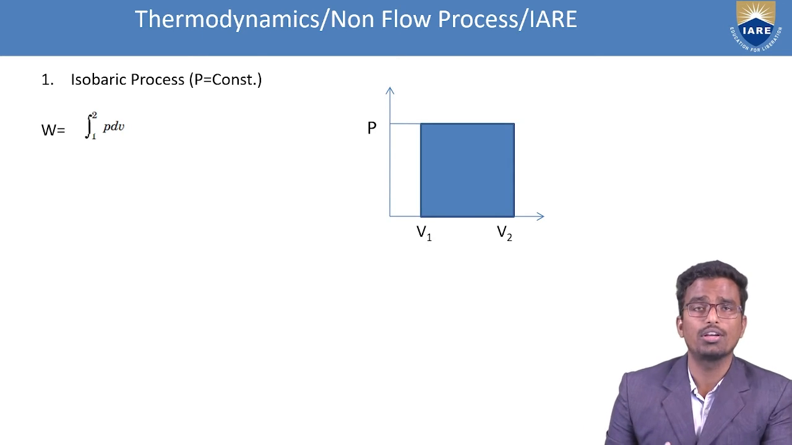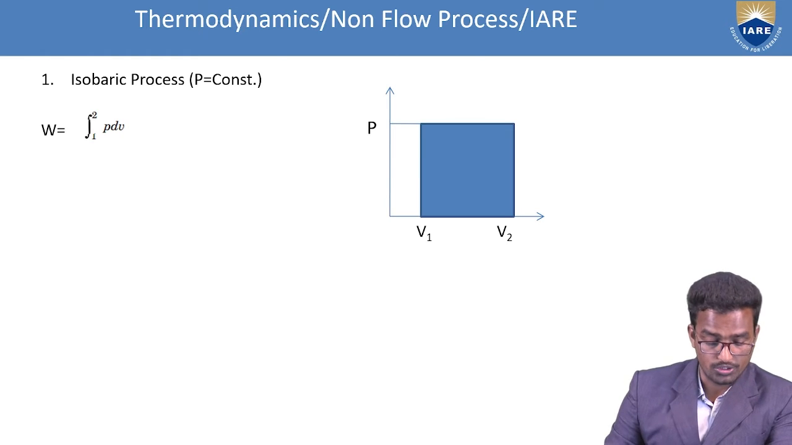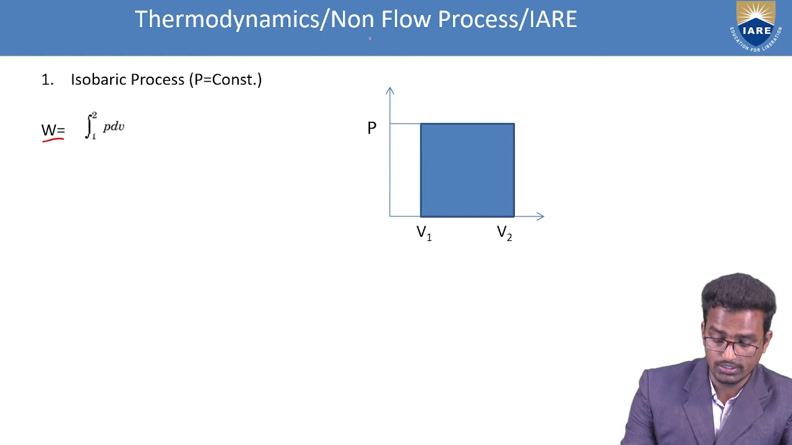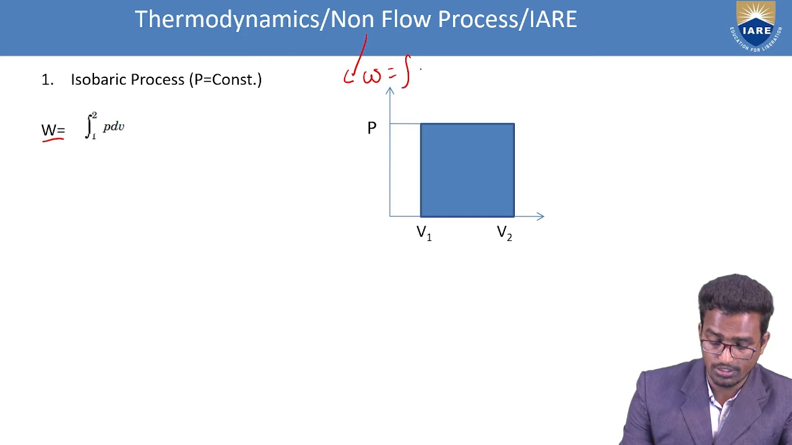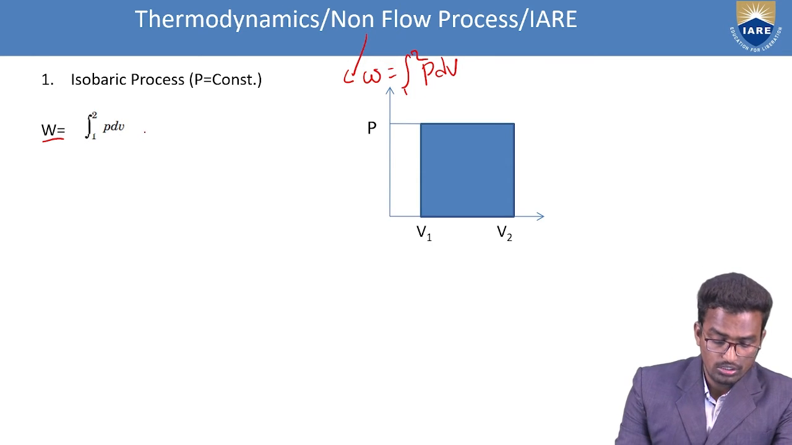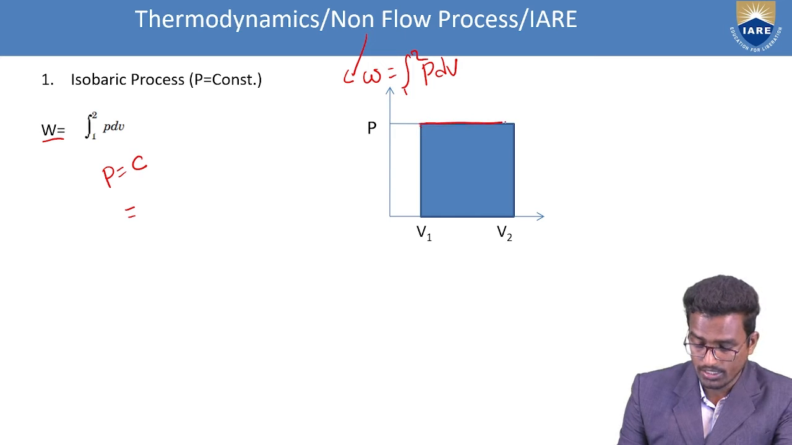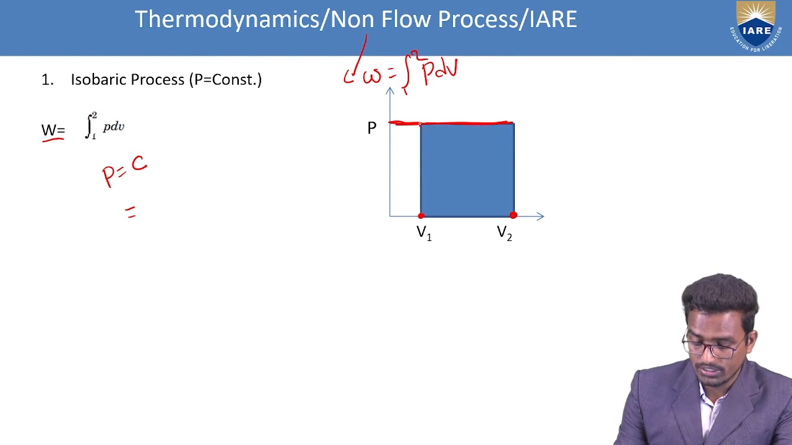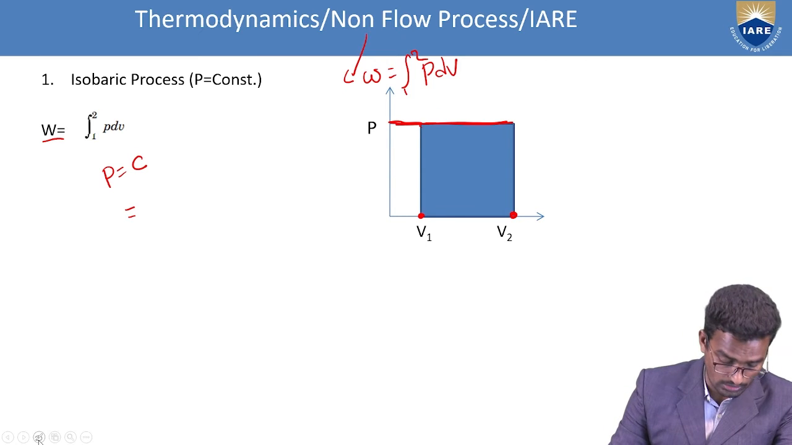In an isobaric process, we know that in the non-flow process, work is equal to the integral from 1 to 2 of P dV. So isobaric means you are maintaining the pressure constant. So apply the limits. At a constant pressure, the volume is changed from 1 to 2.